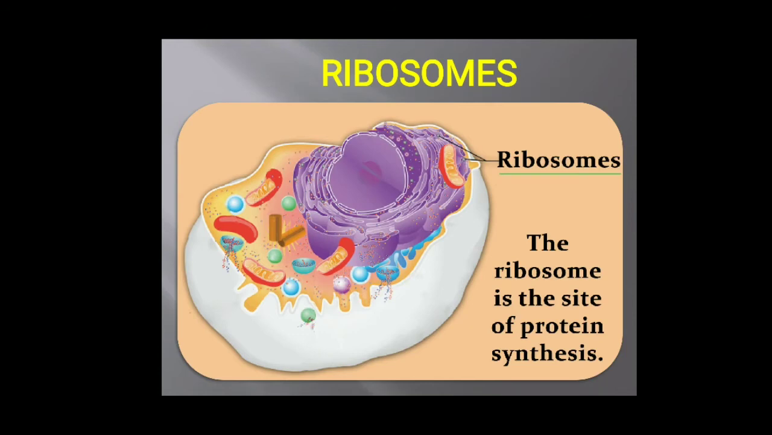Ribosomes are small granule-like structures which are dispersed in the cytoplasm, and they are very important because they are the sites of protein synthesis. So ribosomes are made up of two units, a smaller unit and a larger unit.